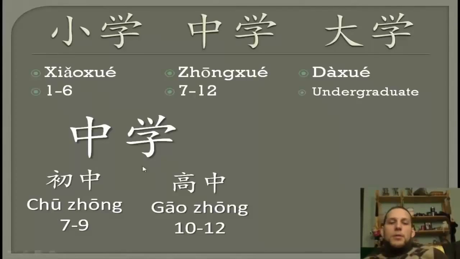So if you look at these, 初, remember from the question before, 你上初几? This is the 初 for middle school. 中 is for 中学. If the question is, what grade are you in? 你上高几? The 高 here is for high school, and 中 is for 中学. Alright.